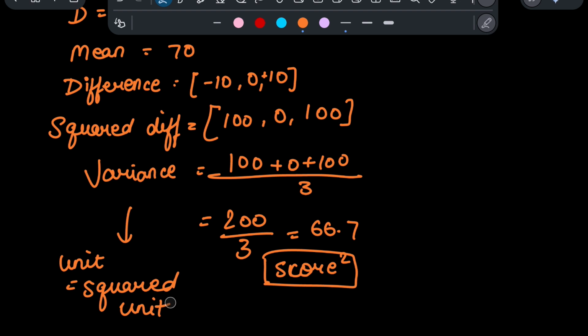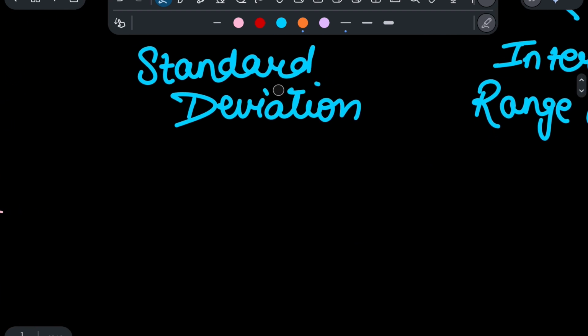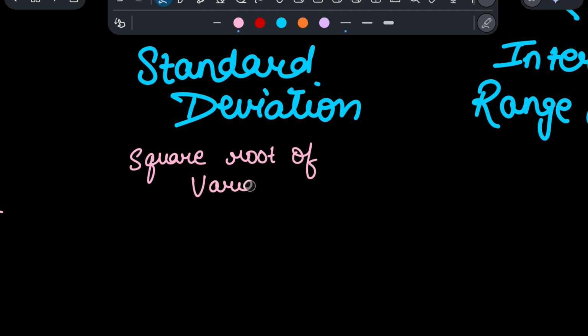Okay, so remember this is the most asked question in the interview. Let's build intuition about the variance, and now talking about the standard deviation. Standard deviation is nothing but the square root of the variance. Its formula is sigma equals the square root of sigma squared.